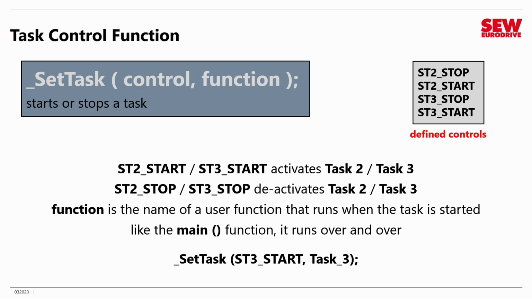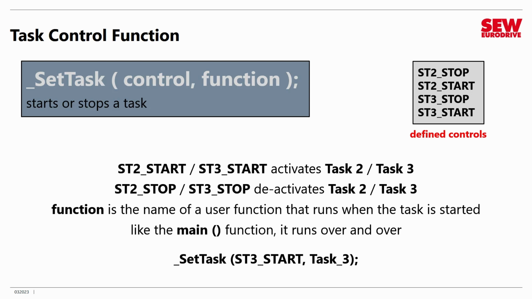You would call setTask, you would say st3_start, and then you would pass it the name of the function. In this case, I've called it task3. Notice you don't have to include the empty parentheses there. All you need to do is make sure there is a function defined in your code called task number 3, and that will start executing, and it will just execute over and over and over.